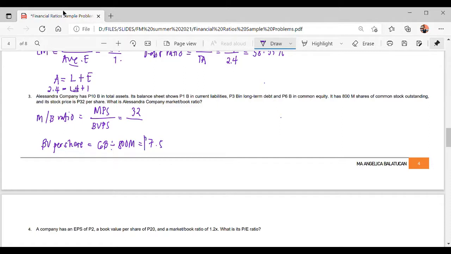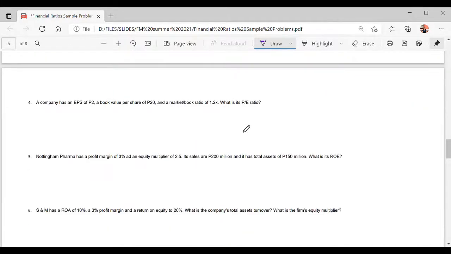So, that is in peso. Therefore, 32 divided by 7.5 is 4.27. This means that for every peso of book value per share, the price is 4.27. So it's much higher. The market value of your shares is much higher than the book value. Okay, so your answers are correct. Very good. Let's proceed to number 4.